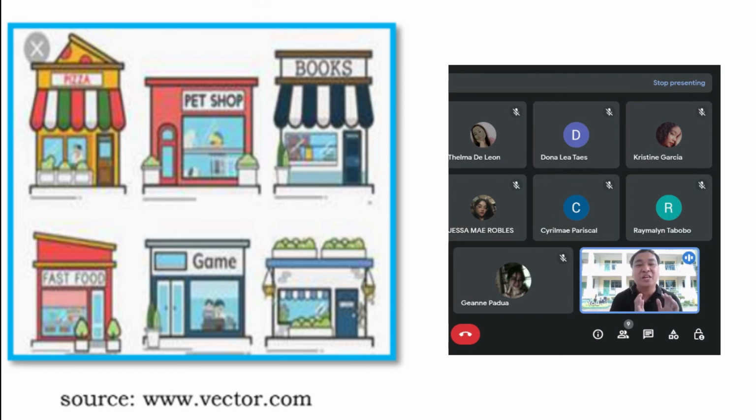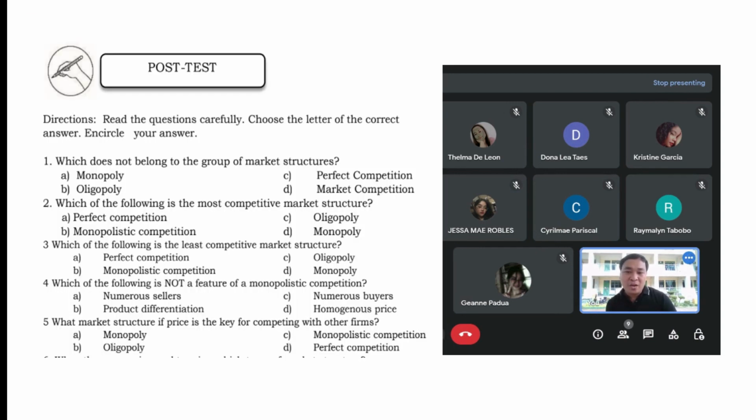Okay. So, how about what are the types of market structures? Anyone? What are those? Perfect competition po. Okay, how about the second one? Monopoly, sir. Third one. Monopolistic po. And then the last one? Oligopoly. Okay, very good. Okay, so before we end, may I request everyone to please answer the following post test.